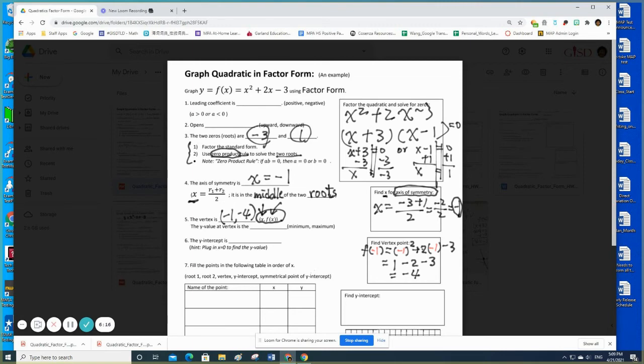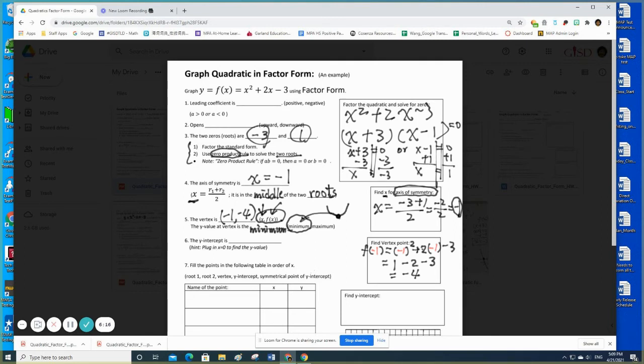The y value at the vertex is the minimum value for our case. So this is a minimum. Why is it a minimum? Because our picture is like a smile. It opens upward. So you have a minimum point right here.